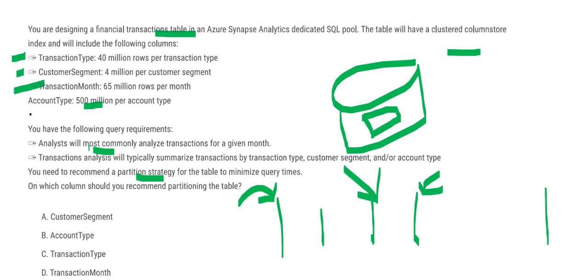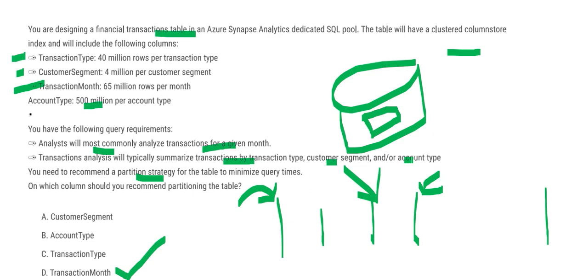You want the analyst to analyze transactions for a given month, so I will put the partition on month. Then transactions will typically be summarized by transaction type, customer segment, and account type. The summary means you are using a sum of something and a group by clause. But we should be using the partition strategy on the where clause or having clause. We should not put partition on summarized columns. Whatever you are putting in the select clause or group by clause, you should not put partition there.